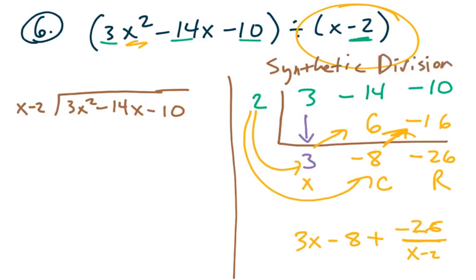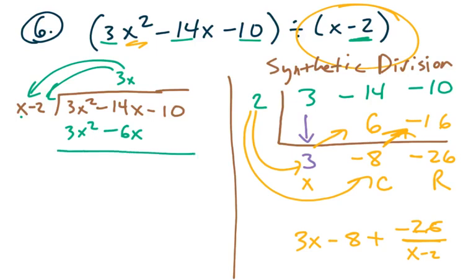Okay, but let's see why it works. If we do this the traditional way, we're going to put x into 3x squared, and I'm going to get 3x. Distribute that in, we're going to get 3x squared minus 6x. I want you to notice what we're going to do here. I'm going to subtract, which means I'm going to change the sign. And so this will give me negative 8x minus 10.